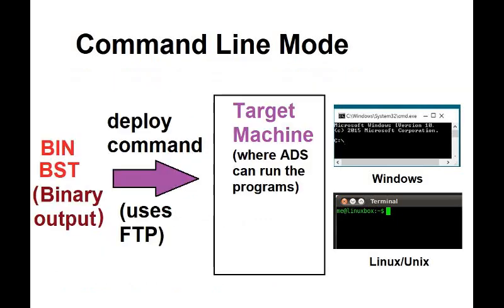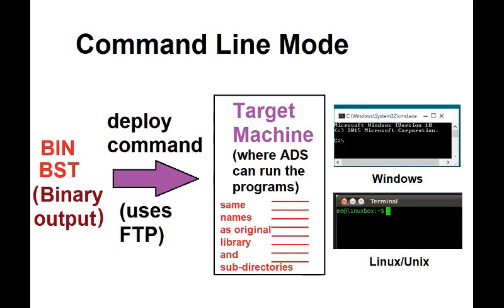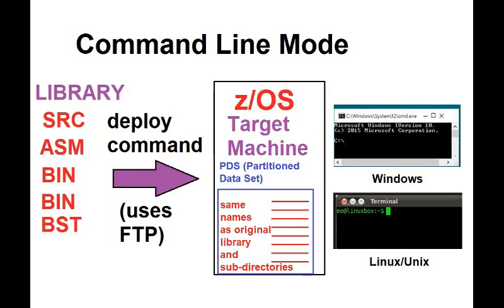A deploy command can then be used to transmit via FTP the binary output to a target machine where the programs can run. The target files are given the same names as the original library and subdirectories. For example, if the target machine is ZOS, the output will go into a PDS, a partition data set, with the same name as the application library, and the members of the PDS will have the same names as the contents of the original subfolders.